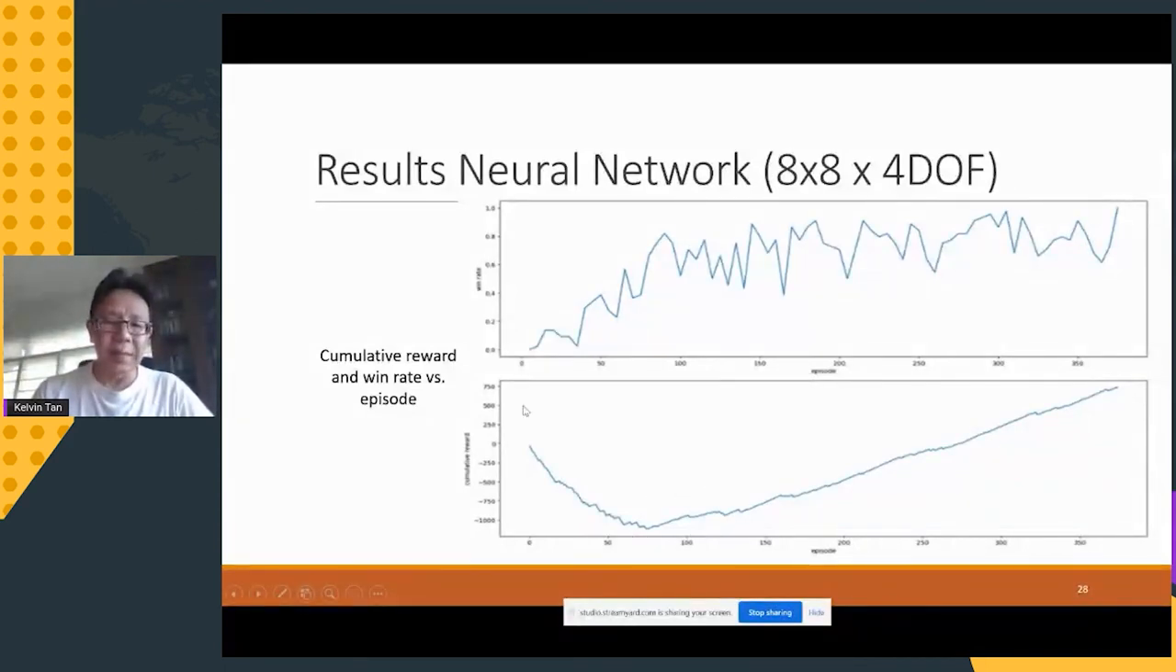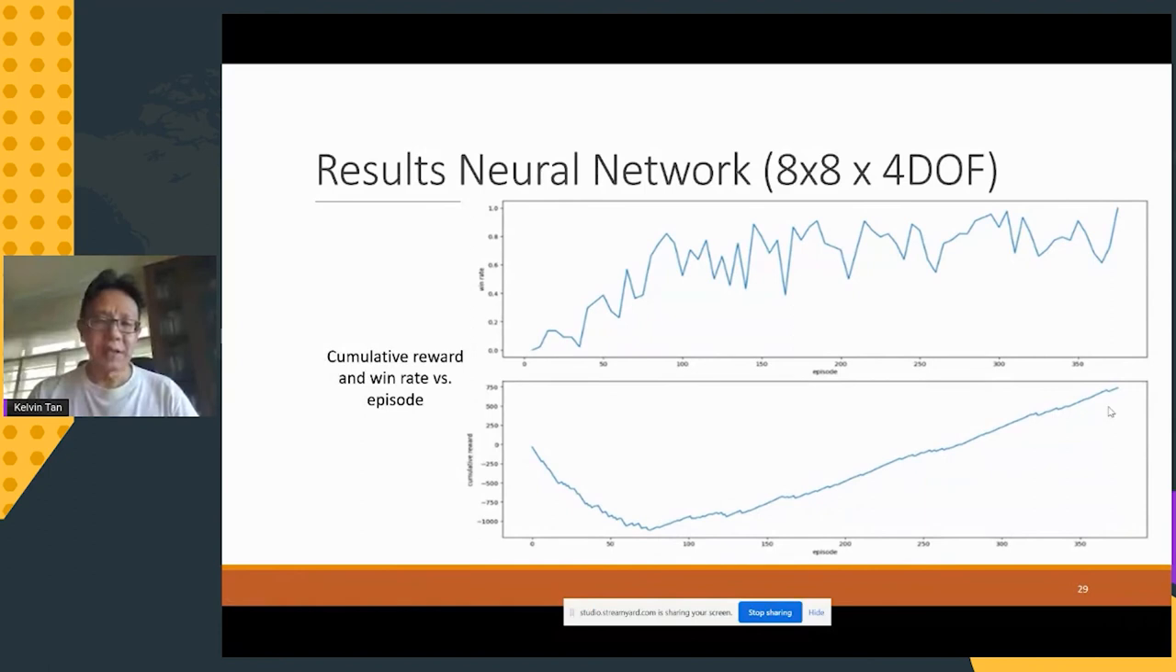As I mentioned just now about the reward, after initially getting into negative territory, repeated continued attempts will yield positive results once it has found the exit.